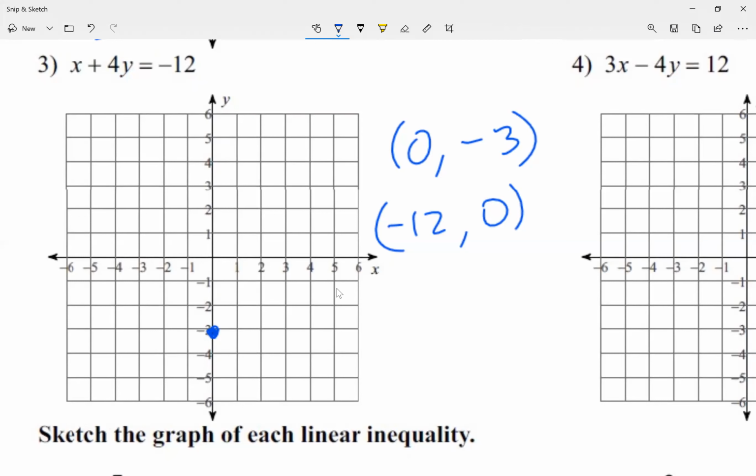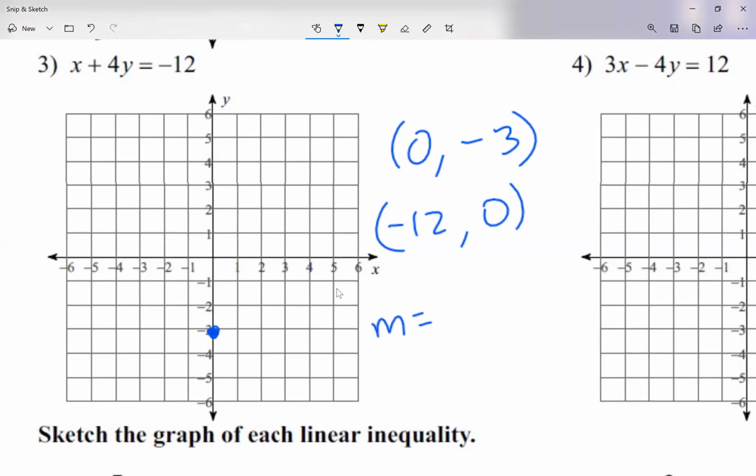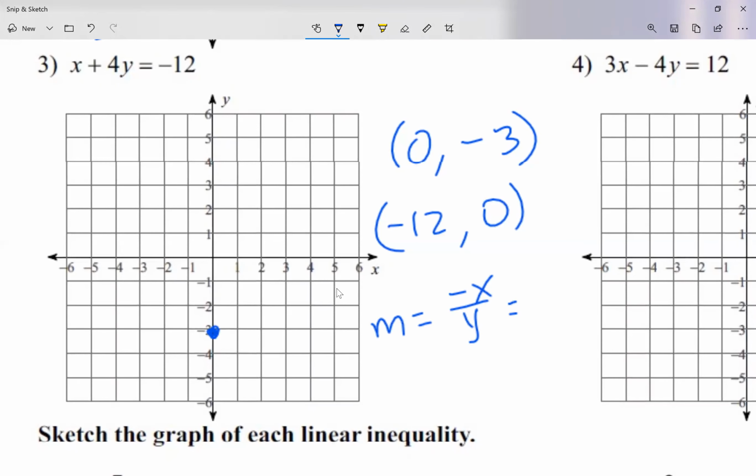When we have a problem where we cannot graph one of the 2 points, we're going to use the slope. Now, for the slope, let me just say it is negative x over y. What I mean by that is the numbers in front of the x and the y. But notice I'm switching the sign of the number on the x. So my slope in this case is going to be negative 1 over 4.